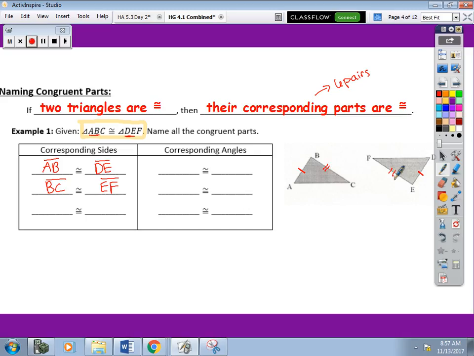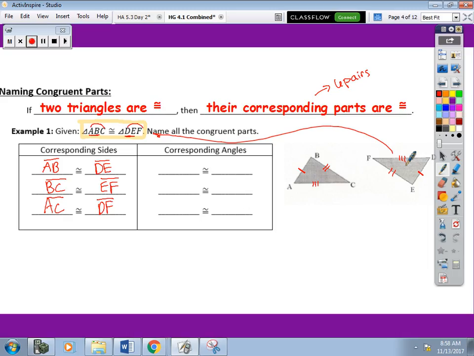Sometimes they rotate and flip the picture, so it's not as easy to look and identify. Some of you are like, oh, that's the small side, that's the medium, and that's the longer side. But whenever it's rotated and flipped, sometimes it's hard to tell. So that's why you always want to use the congruent statement if you're given one. Last one would be the first letter and the last letter. So segment AC is congruent to segment DF. And that would be our third side. And I'll put 3 markings. So those are the corresponding congruent sides.